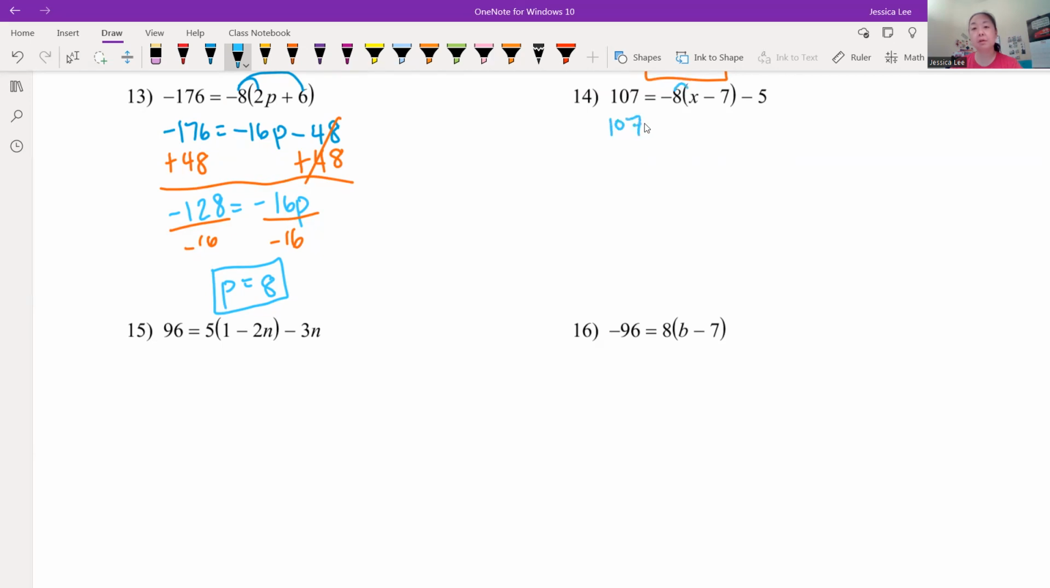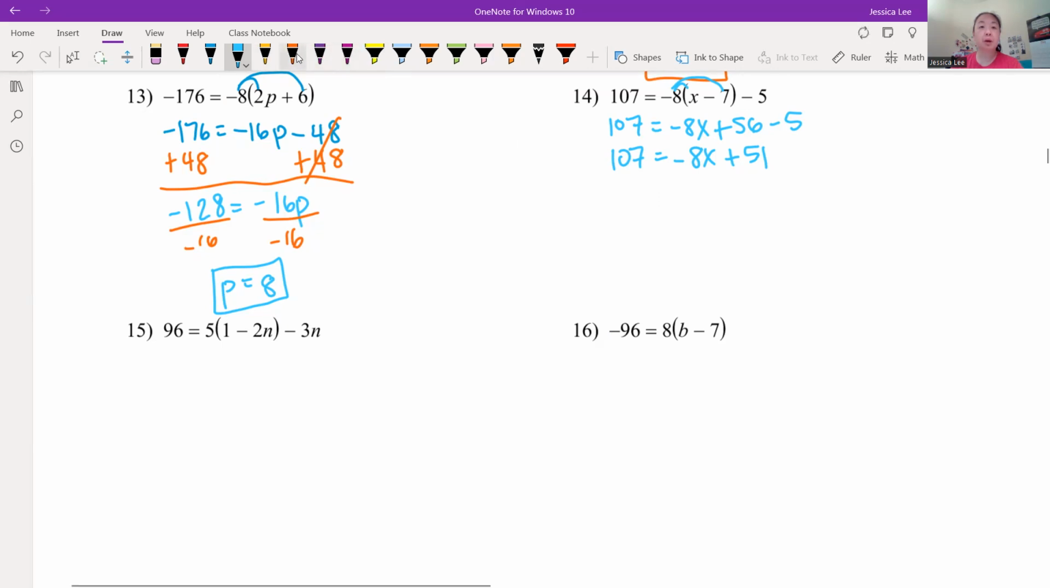So 107 is equal to negative 8 times x. Negative 8 times negative 7 is going to be positive 56 minus 5. I got these like terms on the right-hand side, so we're going to combine them together. So negative 8x, and this is going to be plus 51, right? Because 56 minus 5 is 51.